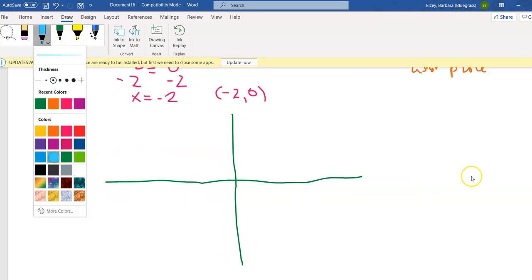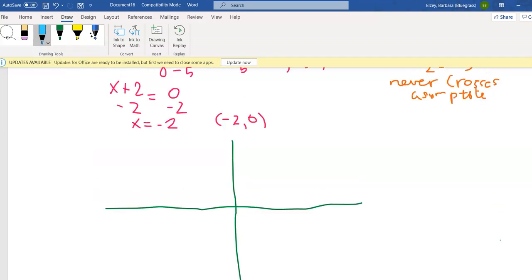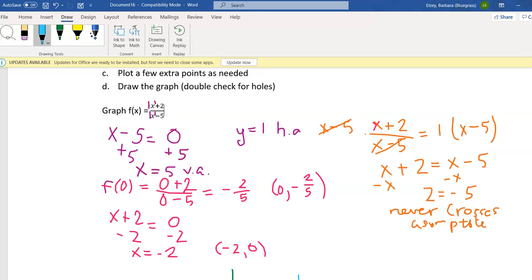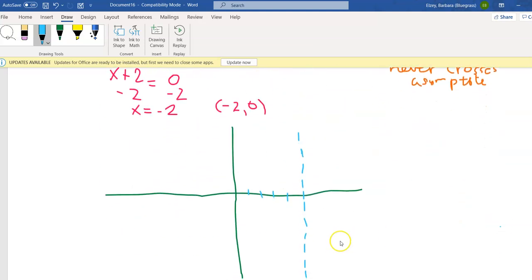So, our asymptotes were at x equals 5 for the vertical asymptote. So I'm going to go to 5 and draw a dotted vertical line going through 5. There's my vertical asymptote. Now remember, it's not really part of the graph. It's just going to help us to draw our graph. And then let's go to our horizontal asymptote, y equals 1. Let's draw a dotted horizontal line going through 1.